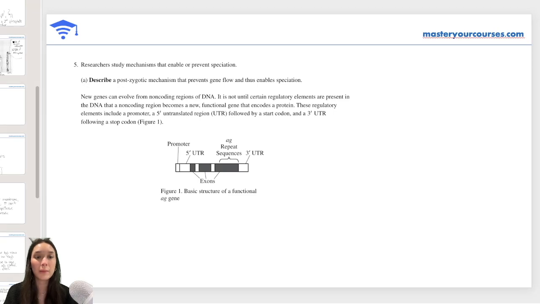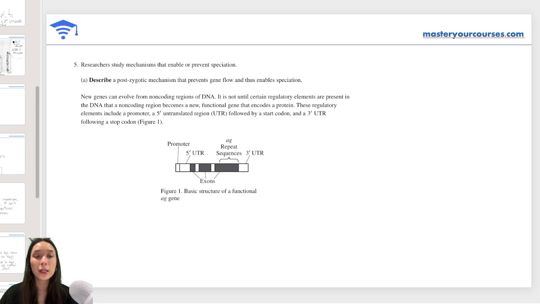So moving on to number 5, this one starts with a pretty basic question. It says, researchers study mechanisms that enable or prevent speciation. A says, describe a post-zygotic mechanism that prevents gene flow and thus enables speciation.